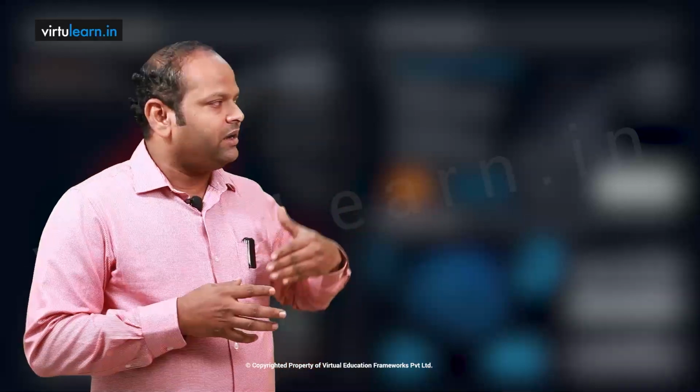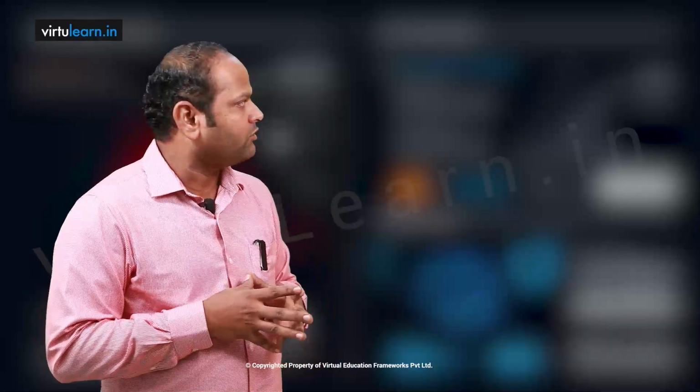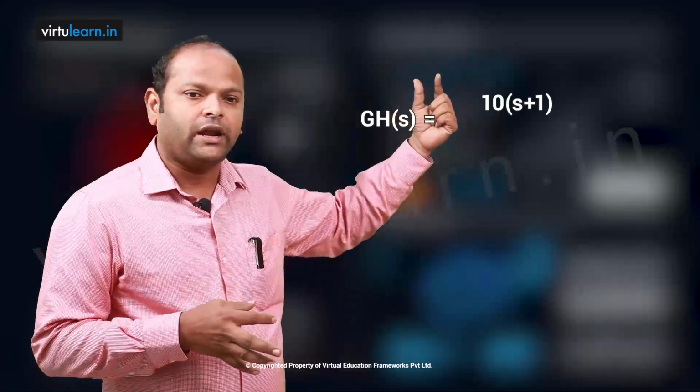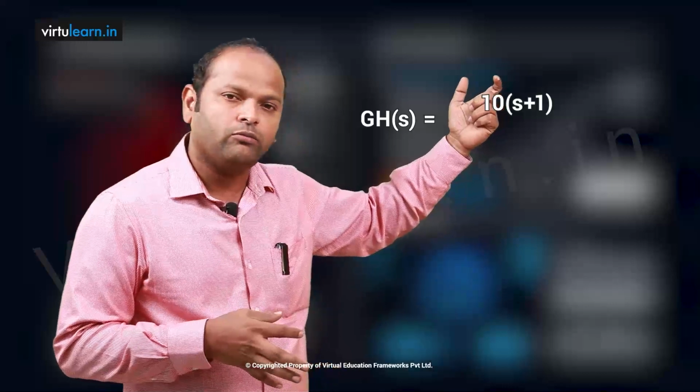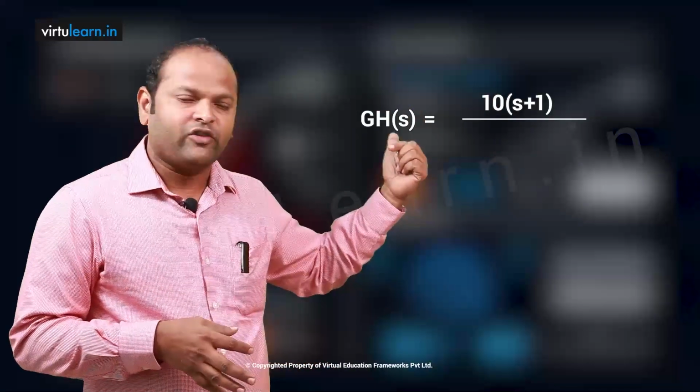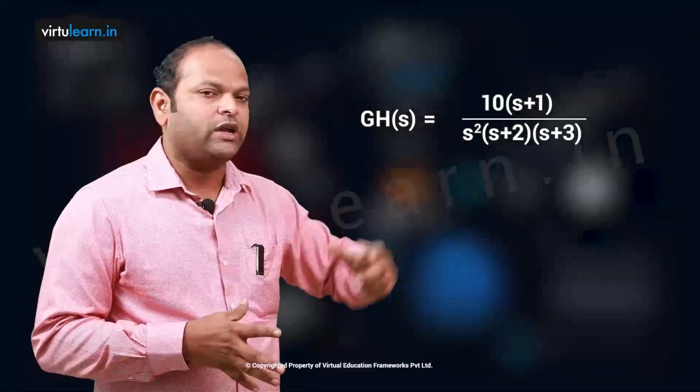Similarly, I will interchange one of the poles and zeros. So the resulting transfer function is going to be GH of s is 10 into (s plus 1), now in this case the zero is nearer to the imaginary axis, divided by s square into (s plus 2) into (s plus 3).